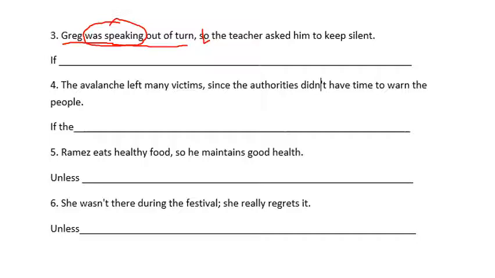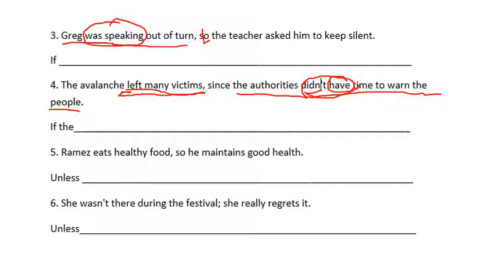Positive, negative. The avalanche left many victims since the authorities didn't have time to warn the people. Here is the cause. Since means because. If the authorities didn't have, I want to put that in the positive. Which tense is this? This is past simple. I need to put it in the past perfect. If the authorities had, the past perfect of have is had. If the authorities had time to warn the people, the avalanche wouldn't have left many victims.